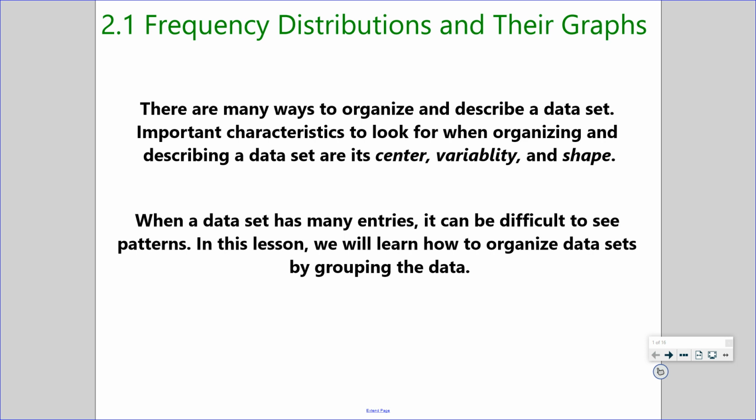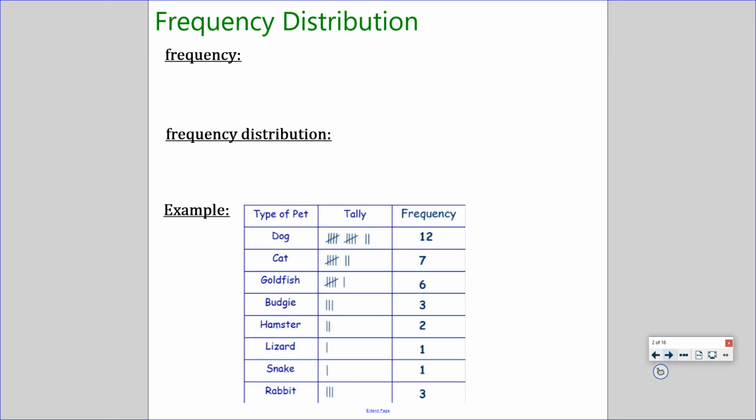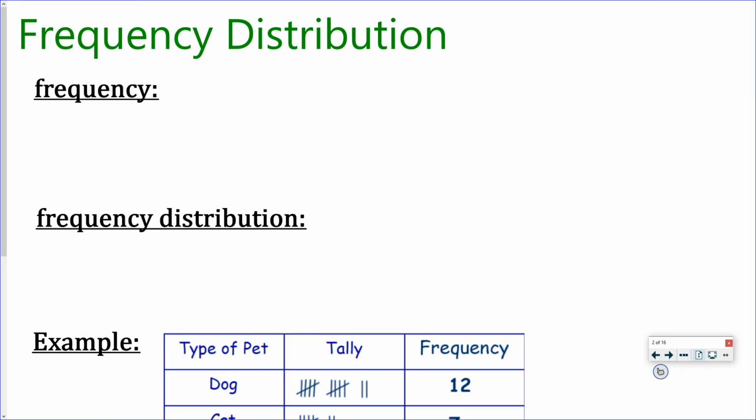There are a lot of ways that you can organize and describe data, and sometimes it depends if it's quantitative versus qualitative, the best way to organize or present our data. Like a pie chart, a number line, a stem and leaf plot. A lot of what we do in statistics is look at center, variability, and shape, which we'll get to later on in lessons. But today we're just going to look at how to organize data sets and group them, specifically frequency distributions.